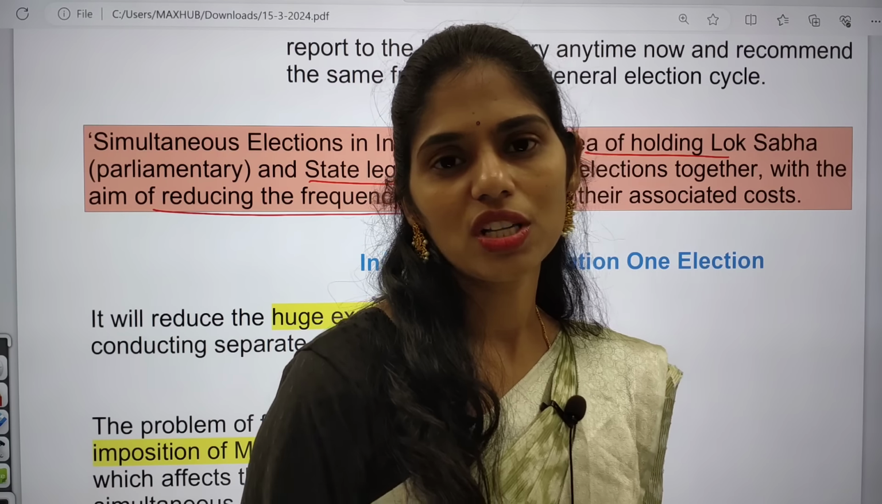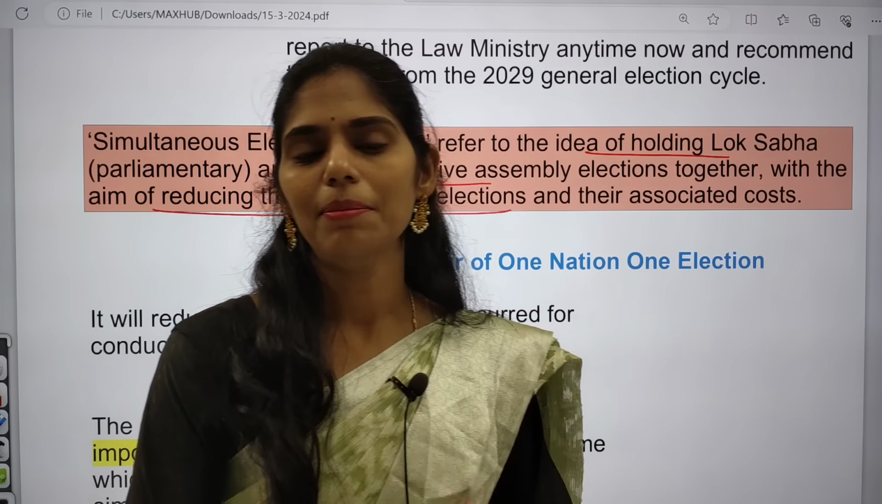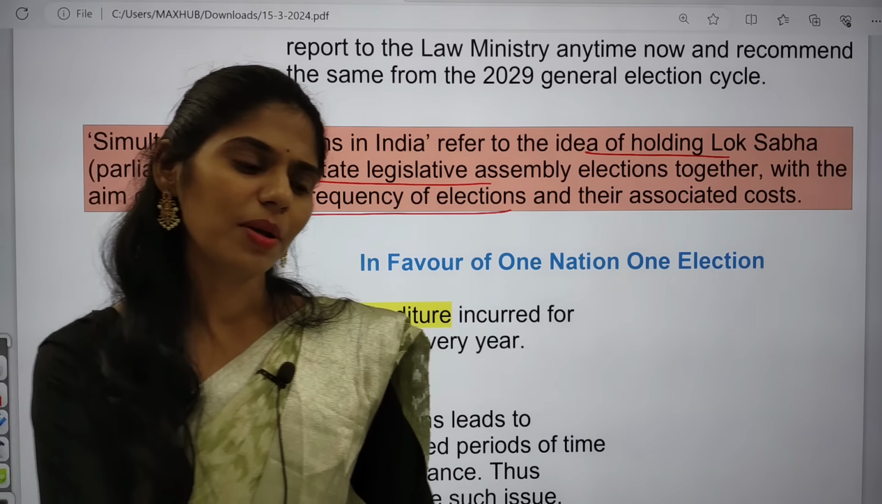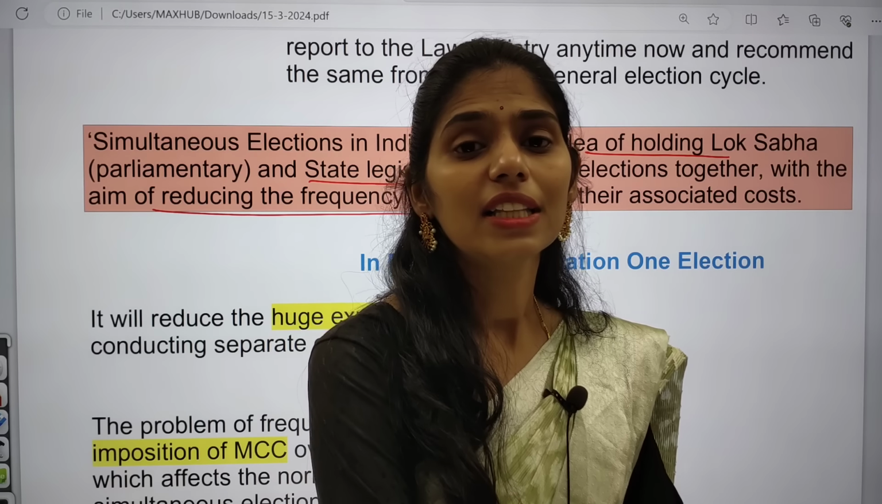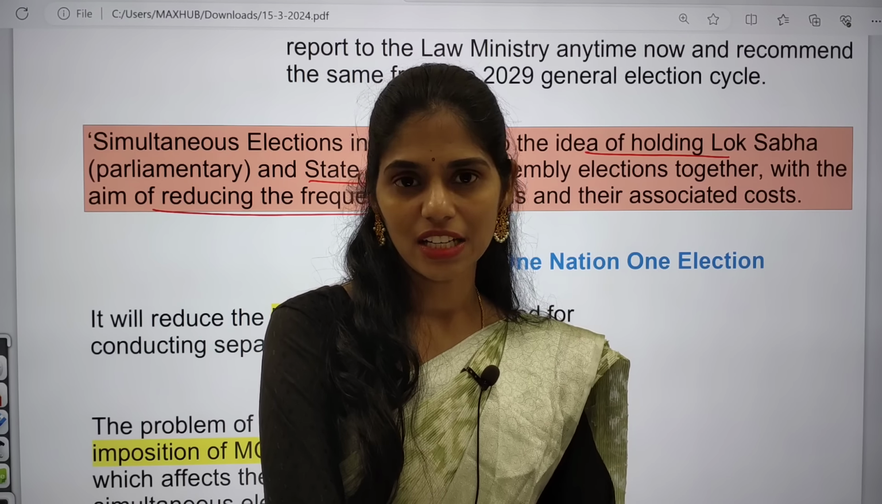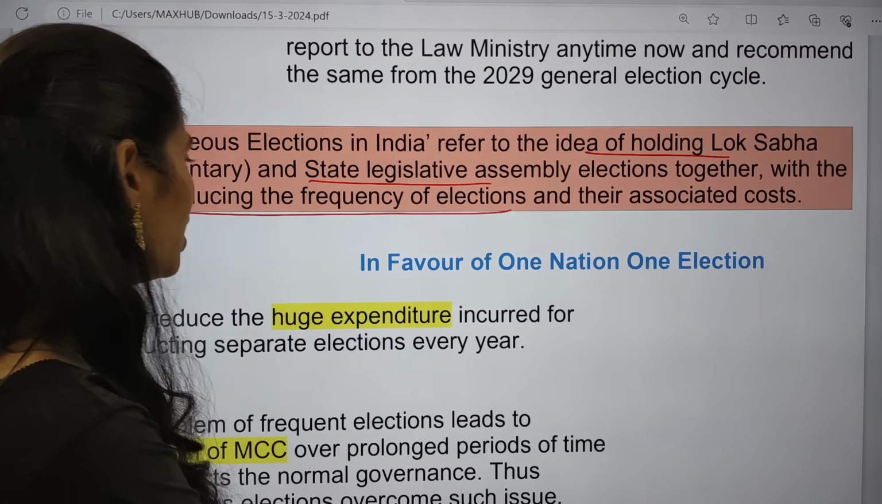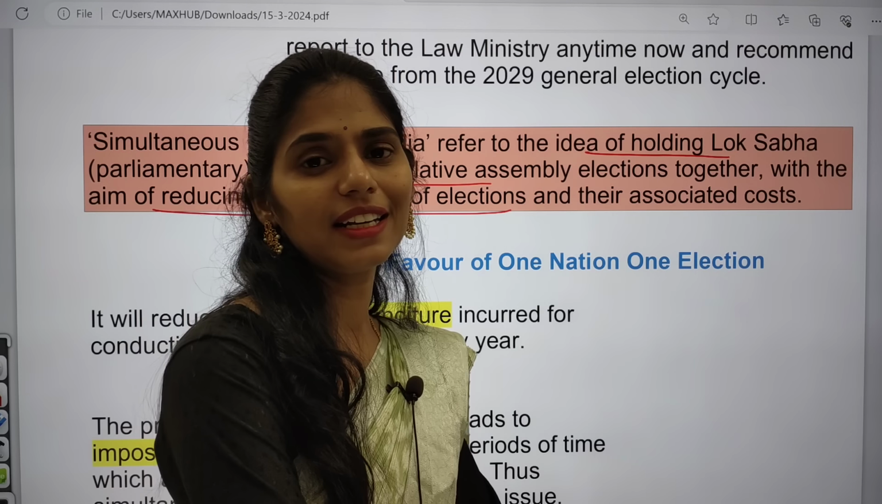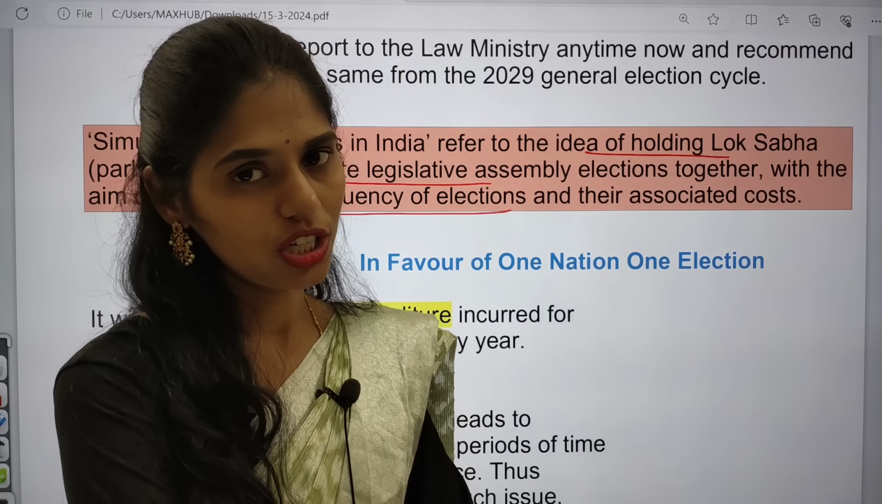But earlier, when we got independence, we used to have simultaneous elections. But due to some problems and dissolving of governments, that led to irregular elections between Lok Sabha and state legislative assemblies. And even the carving out of states is also one important reason for this irregularity in elections between Lok Sabha and state legislative assemblies.